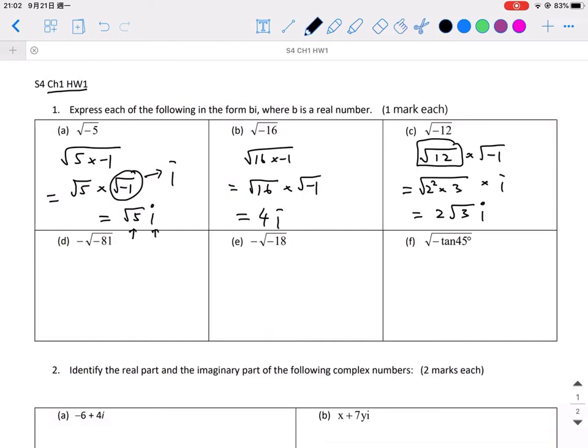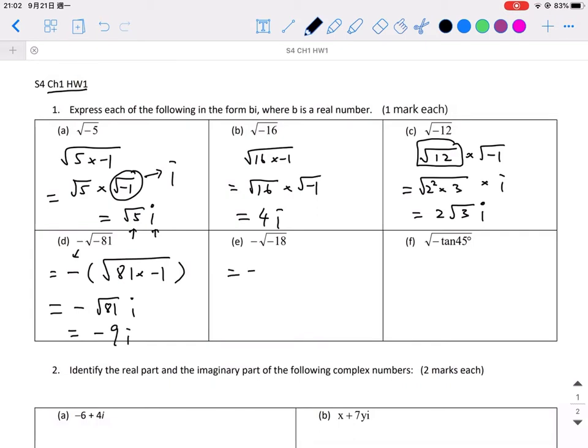For the fourth one, part D, I just keep this negative sign. And for inside, I can write down a bracket, and -81, just like what we did before. So it will become negative square root 81i. And remember, root 81 is 9, so it's negative 9i.